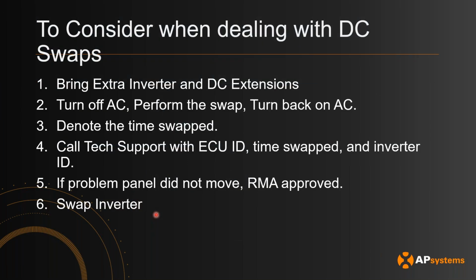So in terms of recommendation on how to deal with this process, first off, we generally recommend bringing in an extra inverter and some extra DC extensions in case the swapping is a little bit hard to do on site. Turn off AC, perform the swap, turn AC back on, mark when the time was swapped, and then take a look at the EMA portal. If you see that the wattage of the channel had changed, then you'll need to take a look externally to see what could be the issue.